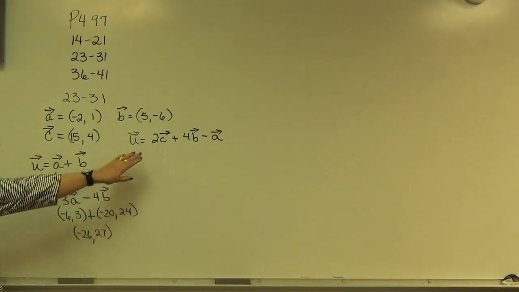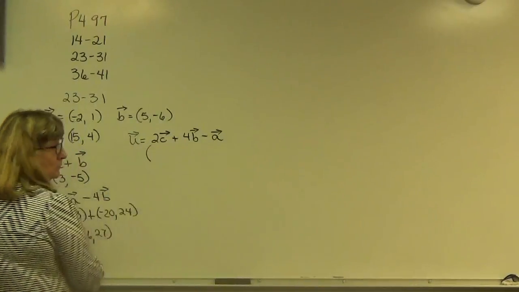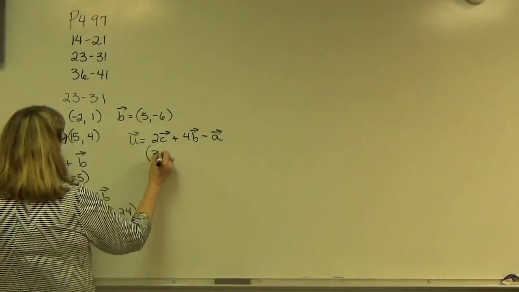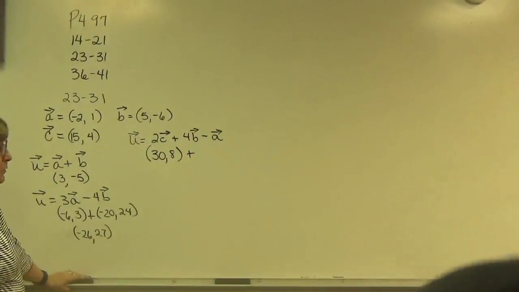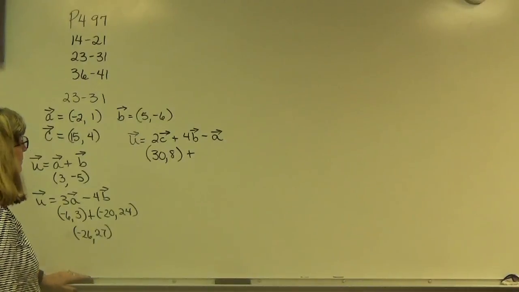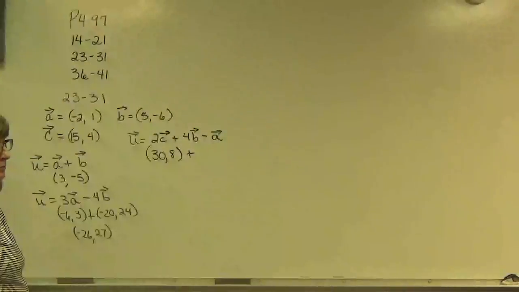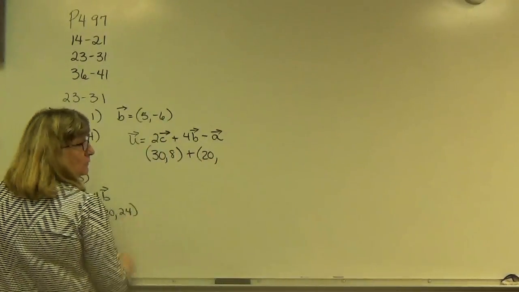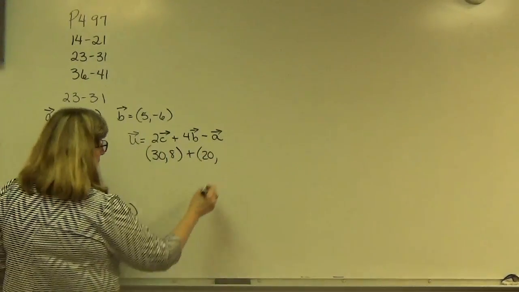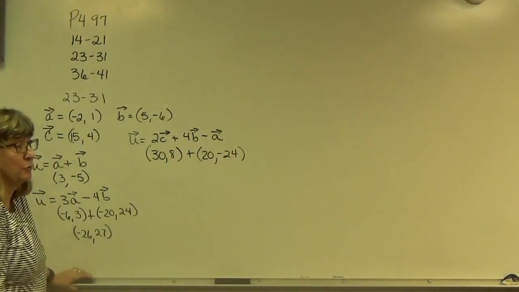Okay, Dalton, you get to take everything in c times 2. 30 and 8. Okay, and Mason, everything in b gets multiplied by 4. There's b, and you've got to take everything in it times 4. So 20, -24. You just multiply both the x and the y by the number that's in front. It's basically the distributive property.